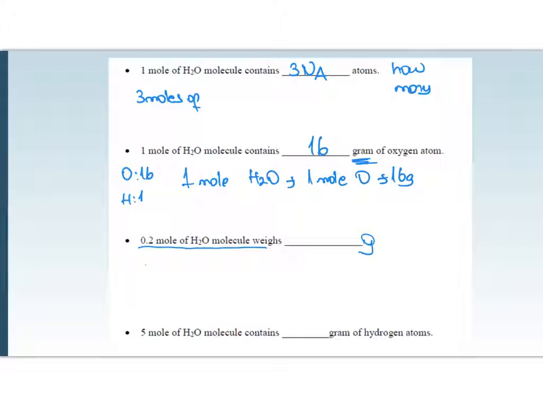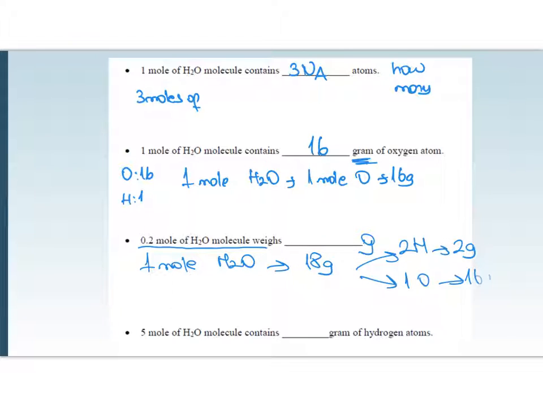Okay, let me write the ratio. 1 mole of water, in fact, weighs 18 grams. Why? Because I have 2 hydrogen here and 1 oxygen. This will give you 2 grams and this will give you 16 grams. When you sum them up, it's going to be 18. So if I have 0.2 mole of it, what's going to be the answer? 3.6. Okay.